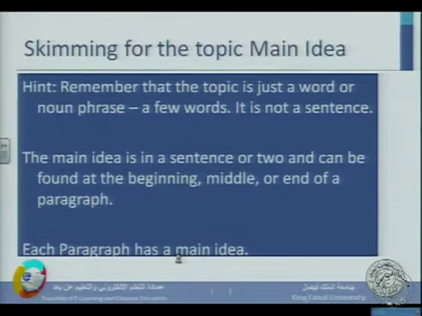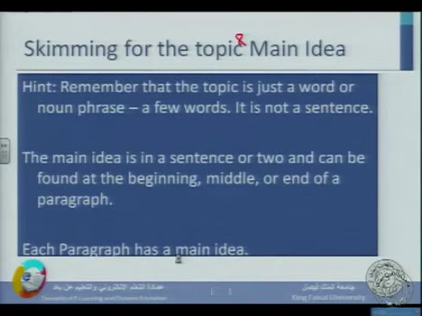If we take things like scanning, and we take the pronoun reference, I want you to do exercises for that. I will give you some exercises in this class. Again, this is another reading skill: skimming for the topic or main idea. Okay, for the topic and main idea.